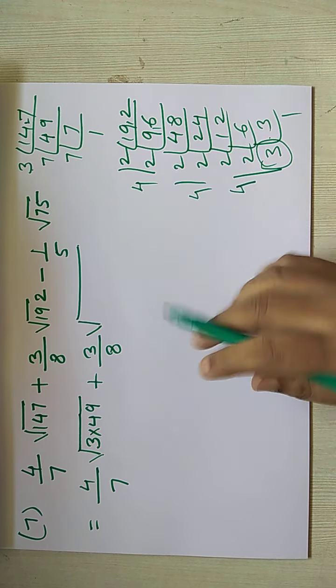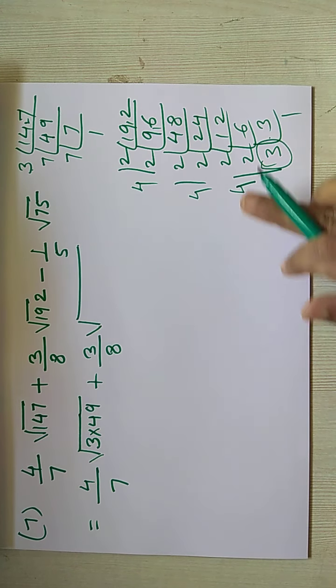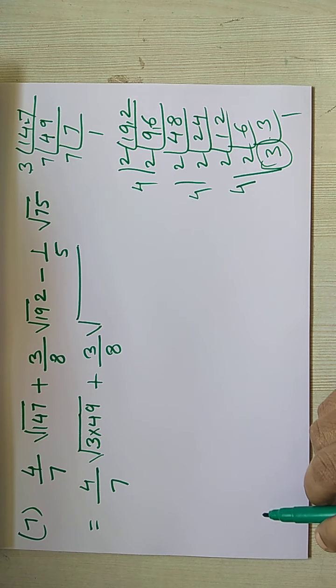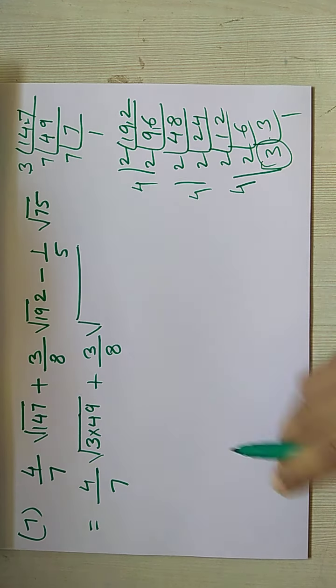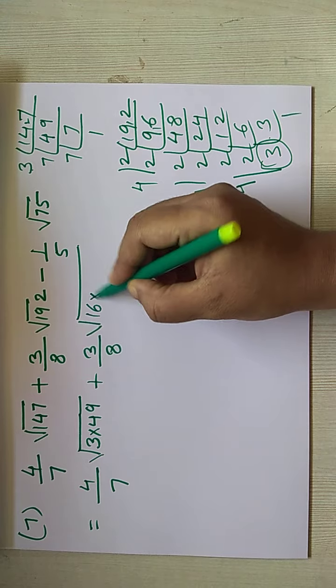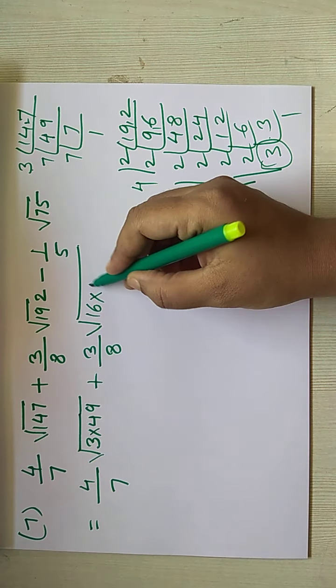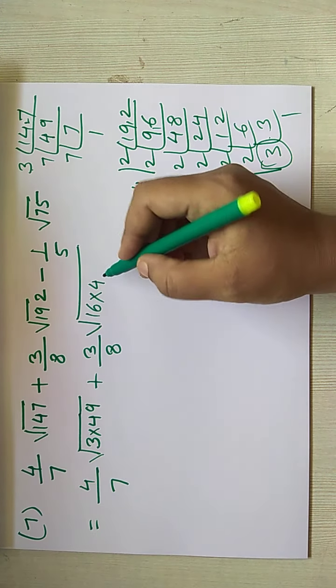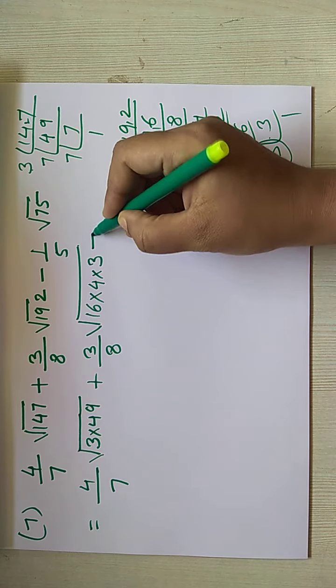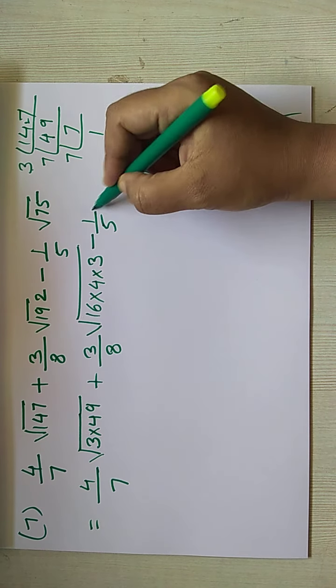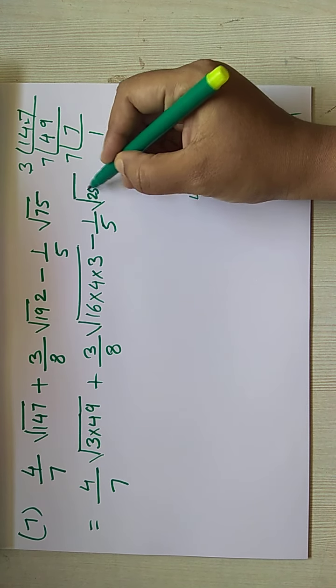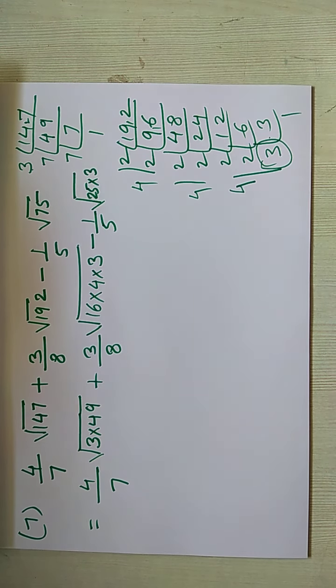Okay, so we have 4 into 4 into 4 into 3. Okay, this 4 into 4 I'll write as 16. This 4 I will write as it is and this 3 I will write here. Minus 1 upon 5 into 75. 75 can be written as 25 into 3.